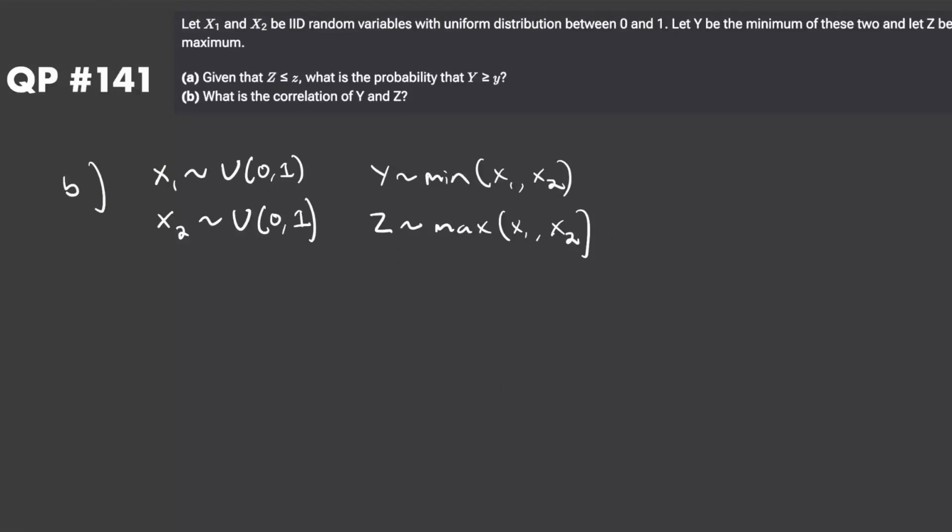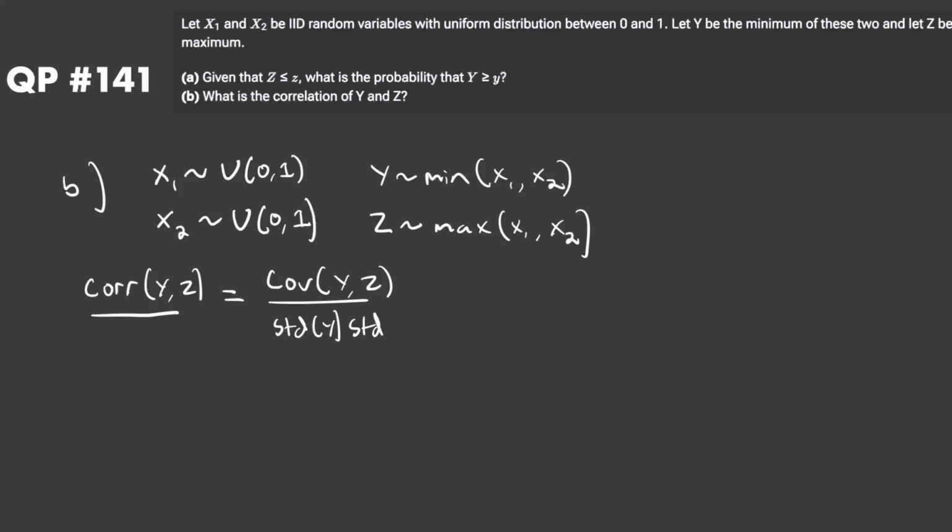Okay, so now for part B, which is certainly going to be the harder part, what is the correlation of Y and Z? So we want to find the correlation between Y and Z, where again, Y is the minimum of X1 and X2, where X1 and X2 are uniform 0 to 1, and Z is the maximum of these two. So the correlation. We've talked about correlation a good amount at this point. We know it's just going to be equal to the covariance between Y and Z, divided by the standard deviation of Y times the standard deviation of Z.